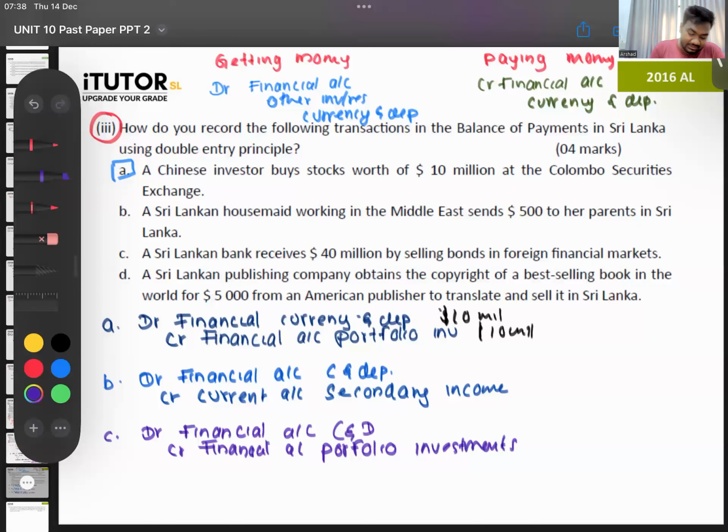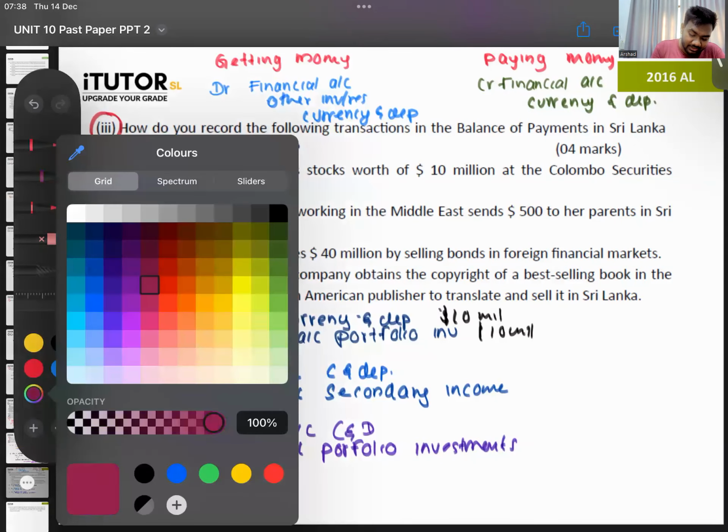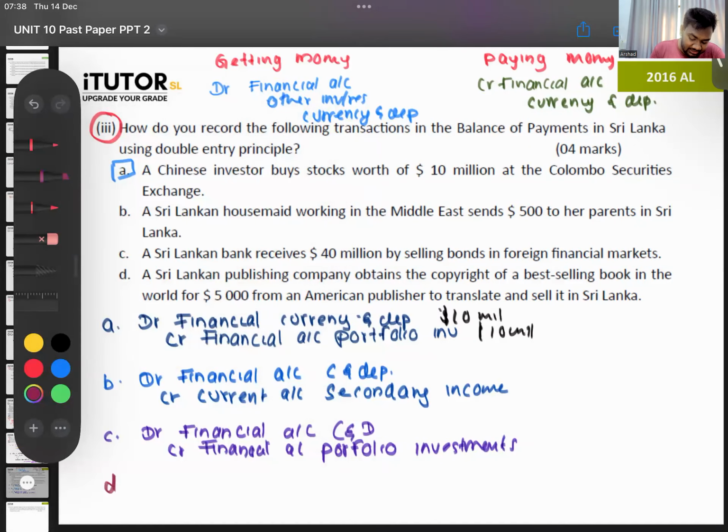Done. Then the last one, D. A Sri Lankan publishing company obtains the copyright for a best-selling book in the world for $5,000 from an American publisher to translate and sell in Sri Lanka. Are we getting money or paying money?